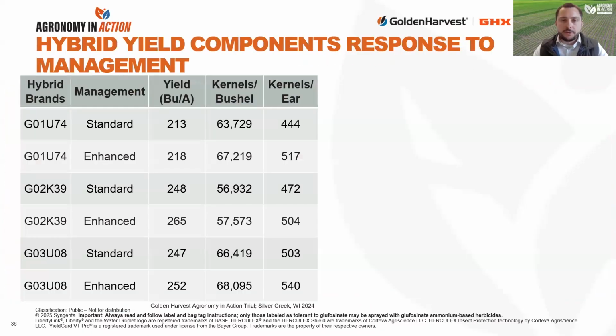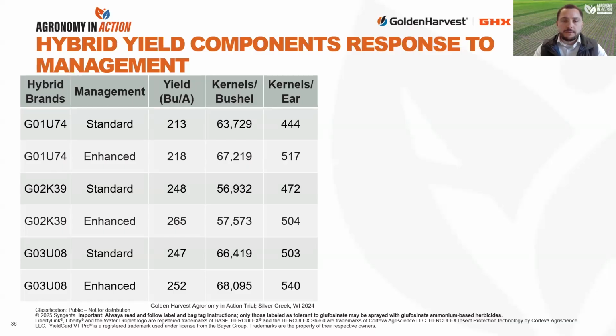All right, let's break this down a little bit more. As we're looking at the yield components, one of the things that really stood out to us is we had different yields across the three different hybrids, but the response to management was variable. The O1U didn't show a huge response. The O2K showed a pretty moderate one, and the O3U was a little bit suspect. But when we start to break down the yield components, we started to learn a few things when you look at the kernels per bushel and the kernels per ear.